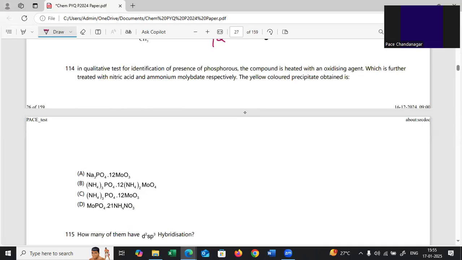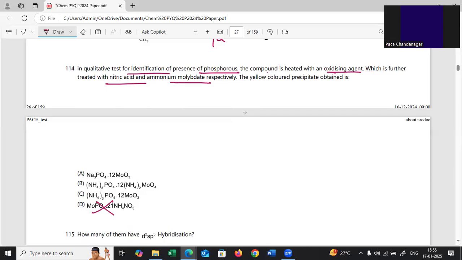Next, 114. Qualitative test for identification of the presence of phosphorus: the compound is heated with an oxidizing agent, which is further treated with nitric acid and ammonium molybdate. The colored precipitate obtained is the qualitative test for this. Okay, I can see the options as phosphorus with all these things. So definitely my option 4 is eliminated.